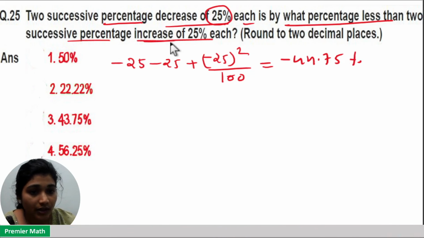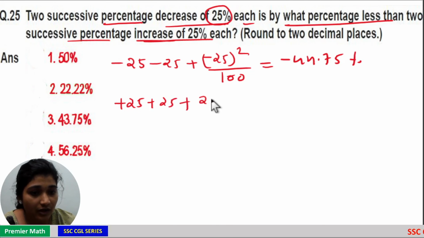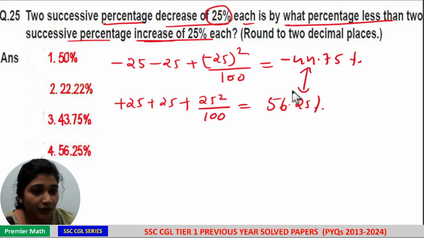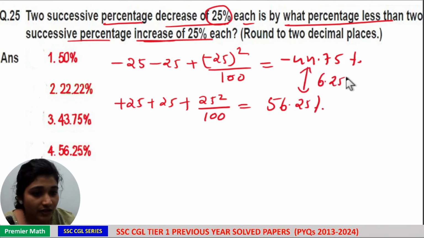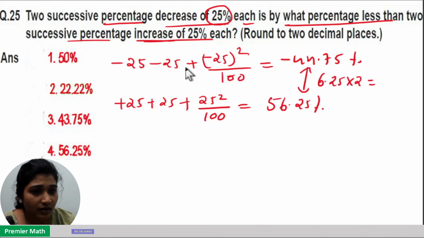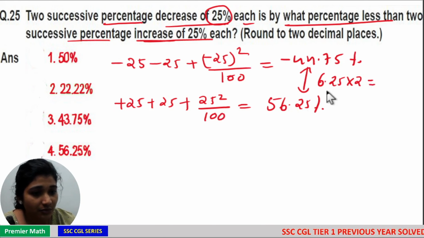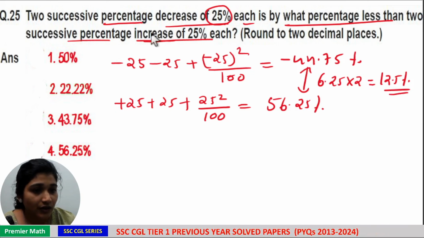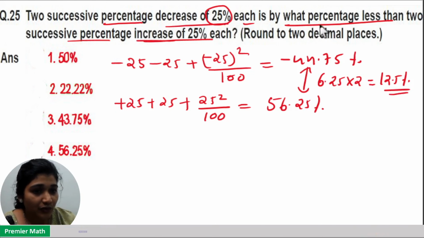Now, if it is increment of 25 percent each, it means plus 25 plus 25 plus 25 into 25 divided by 100, which is equal to 56.25 percent. Now, difference between these two is equal to 6.25 into 2. Here from 50, 6.25 decrement and here from 50, 6.25 increment. So total 12.5 percent is the difference. So this decrement of 25 percent each is 12.5 percent less than increment of 25 percent each.